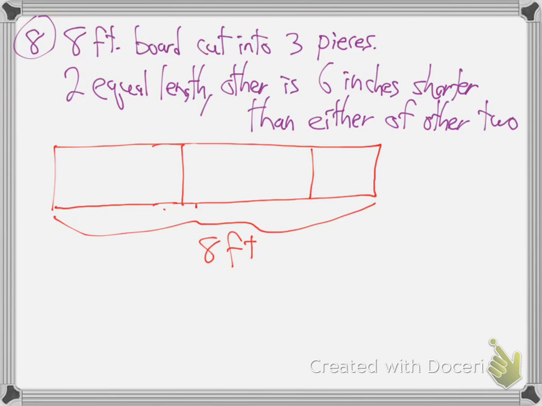Okay, so what should we do? How about I do X? My P's don't look so good, it might look like a 6 or something funny. So I'll do X. How about X and X and the other one X minus 6? That good?